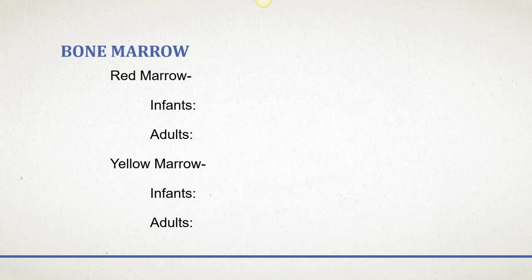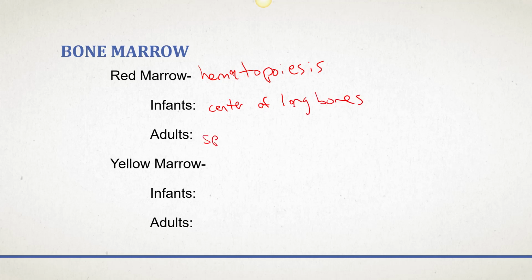So now we go on to the different types of marrow. There's red marrow and there's yellow marrow. Red marrow is going to be mostly responsible for hematopoiesis, or blood cell production. In infants, you're going to find red marrow in the center of long bones, while in adults, you're going to find it in spongy bone.